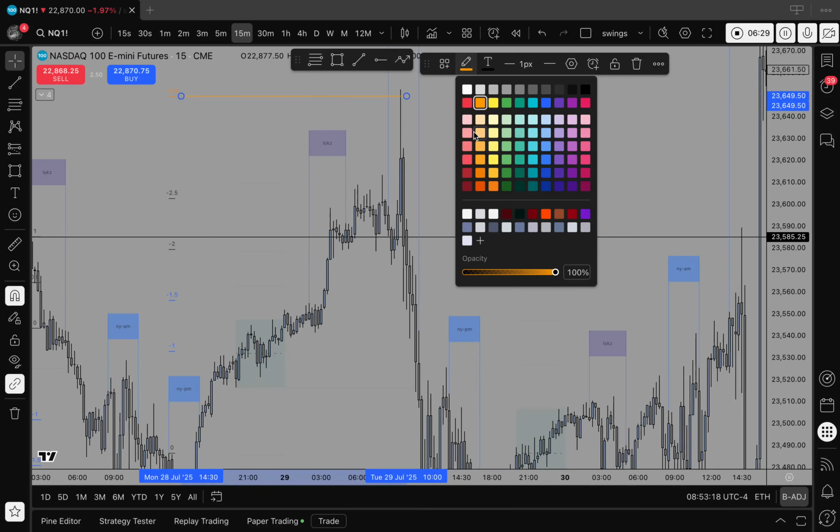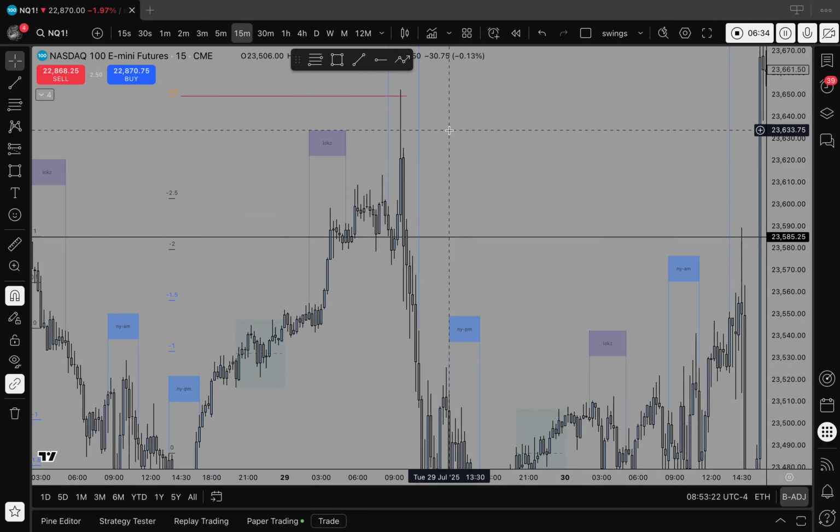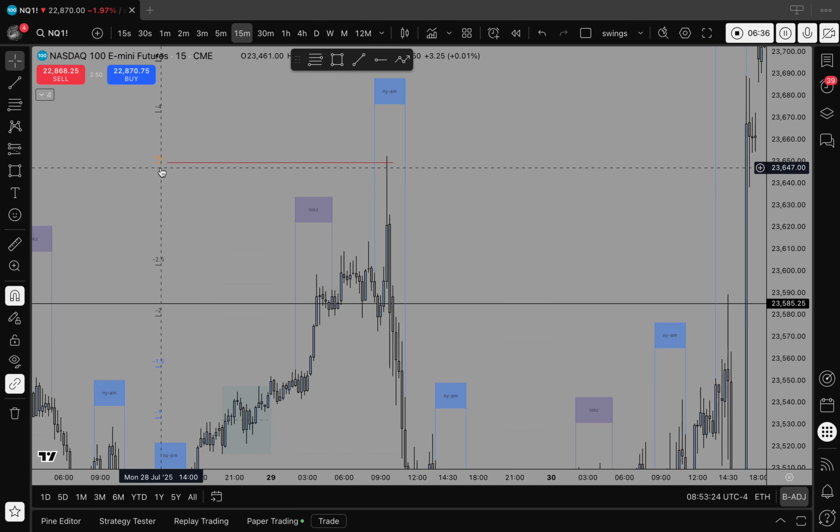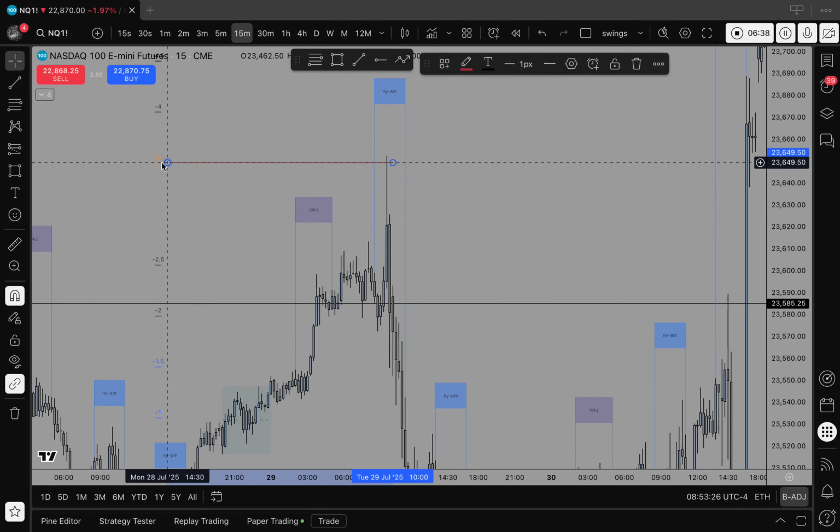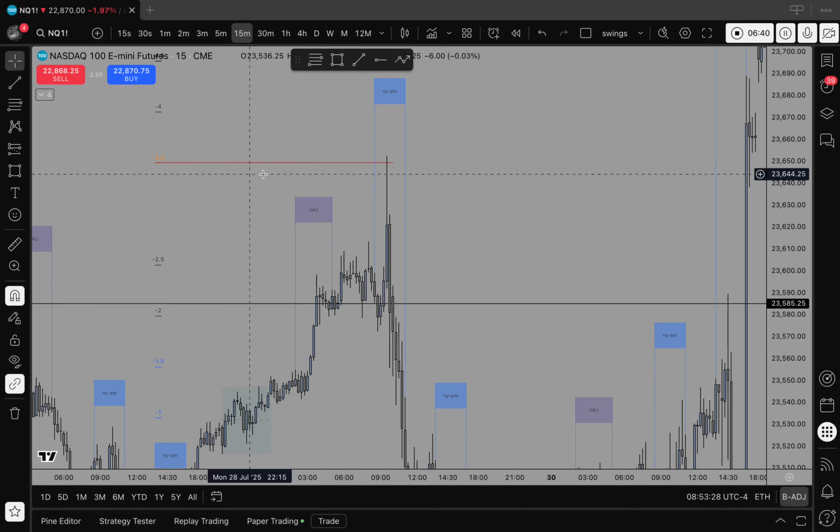Right. Let's do the max expansion. This color looks nice, I think. This chart color. All right. So as you can see, our max expansion was sitting right there.